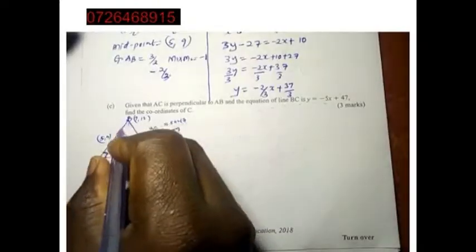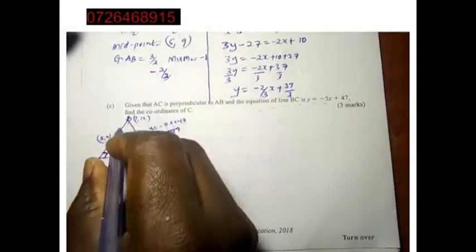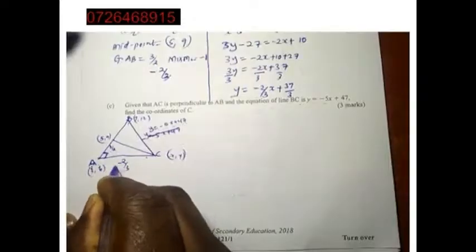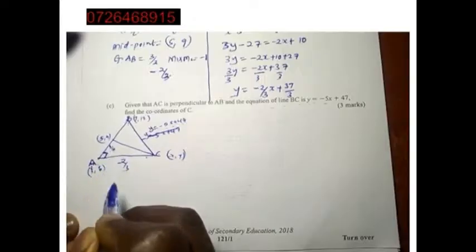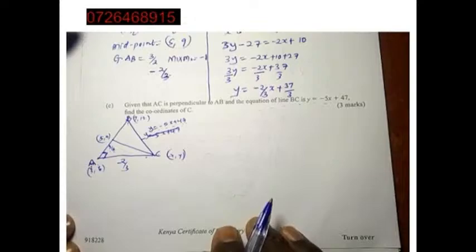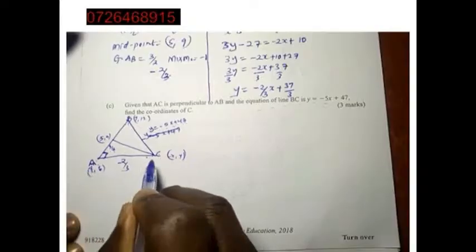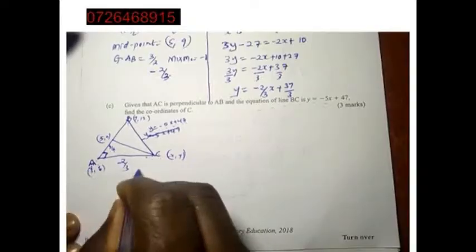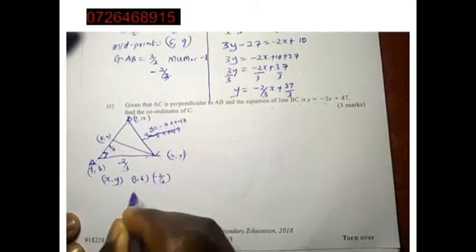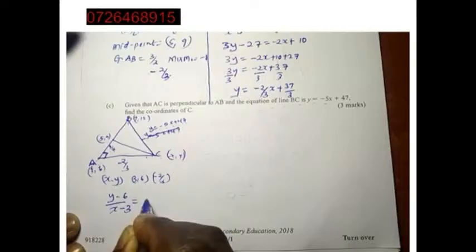Kwa hivyo kama AB na AC are perpendicular, the relationship of the gradient, tunajua gradient ya AB. So gradient ya AC is 2/3 negative. Kama hii ni 3/2, hii itakuwa hivi. The gradient of perpendicular line is, when you multiply them, the answer should be -1. Kama ni hivyo sasa, tuko na point moja, tunaweza pata equation of AC. Equation of AC tutafanya x, y, 3, 6, and then the gradient is -2/3. Y minus 6 over x minus 3, the answer is -2/3.